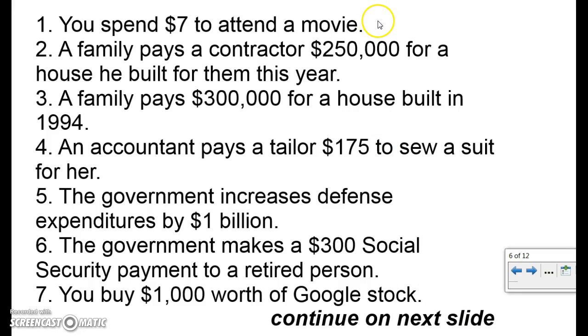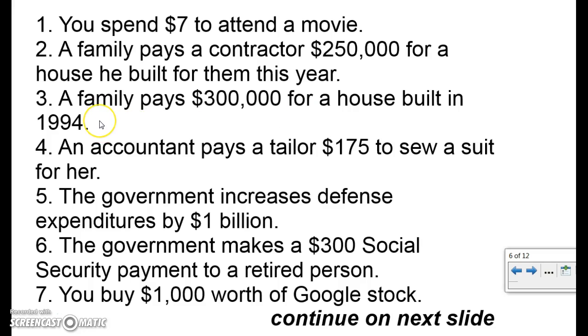Number one, spending $7 to attend a movie is counted in GDP, and it's part of consumption. Number two, a family spending $250,000 for a new house is counted in GDP, and it's actually counted as investment. And this is one of those little weird features of calculating GDP. Any housing, any sort of real estate that's actually new building, is going to be counted as investment. I'm not going to get into the reasons right here, but it's a good point to remember.